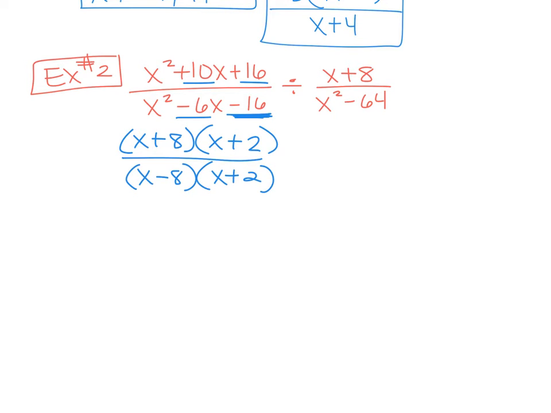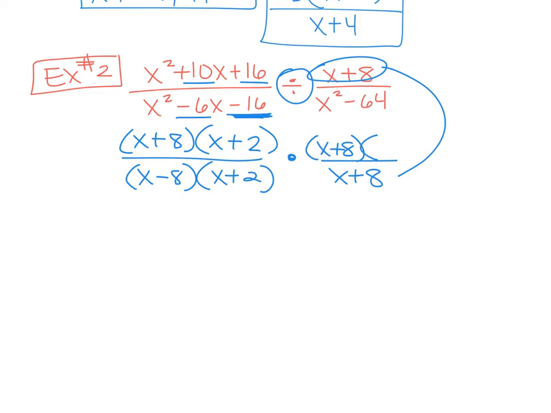Okay, now here's where we switch it up. We were dividing. We're going to multiply instead, and now flip it over. So this x plus 8 is going to go to the bottom. X plus 8, nothing you can do with that one. What about this x squared minus 64? Difference of squares. So this is going to be x plus 8 times x minus 8.